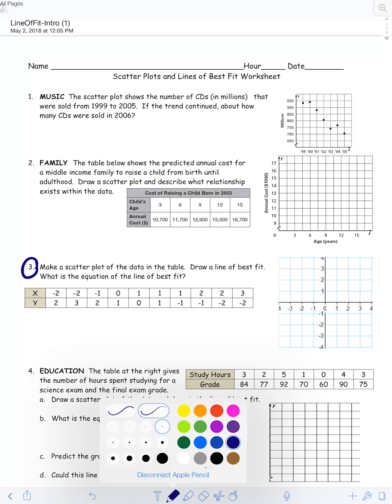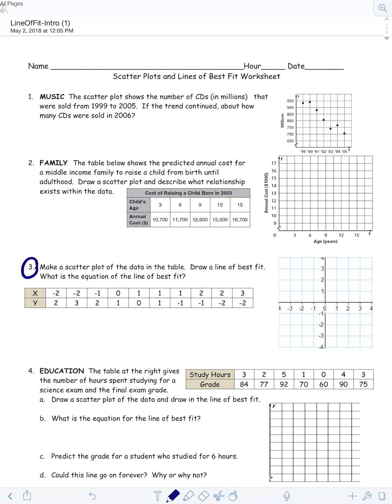Okay, so we need (-2, 2), (-2, 3), (-1, 2), (0, 1), (1, 0), (1, 1), (1, -1), (2, -1), (2, -2), (3, -2). So your scatter plot should look something like that.